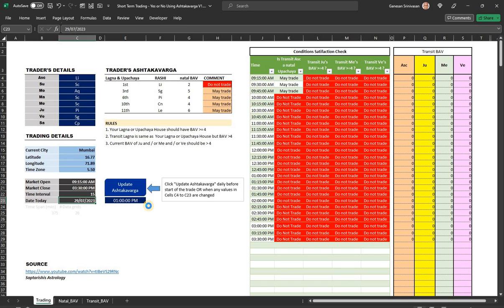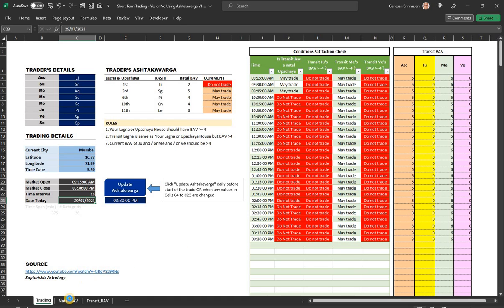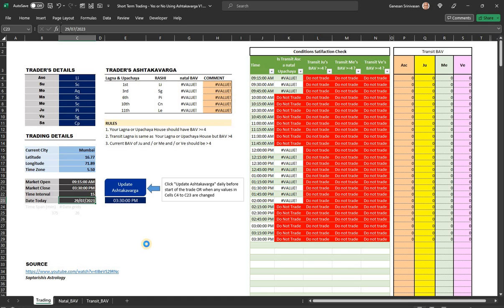Once done, it will update this particular condition satisfaction check. Then you can really figure out when you can make the trading, at what time slot the window of trading can be got from this particular sheet. So the user has to interface only with this sheet. He does not have to touch the other sheets at all. So just wait till it gets back to this updation. It is basically writing back to the transit BAV now.